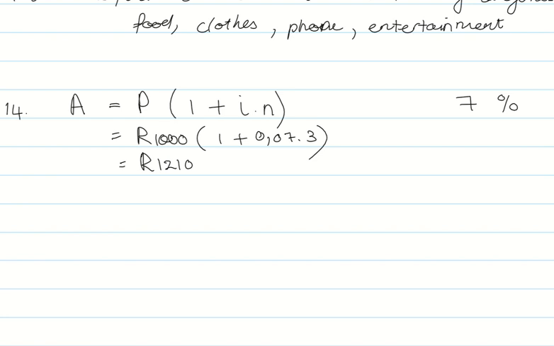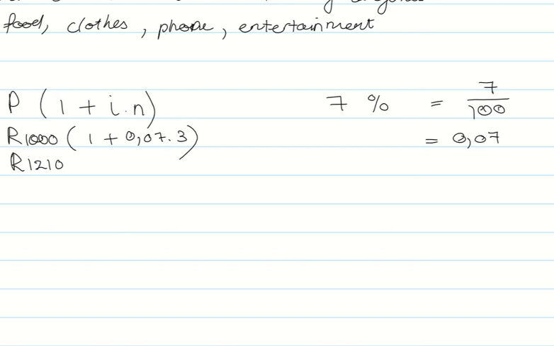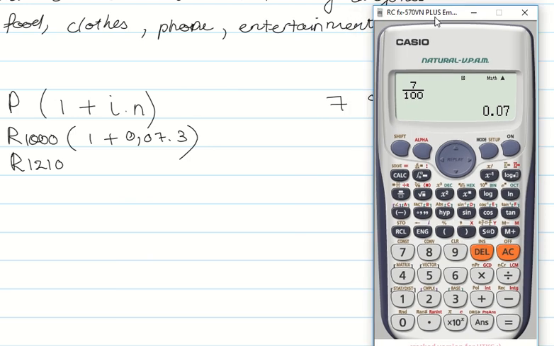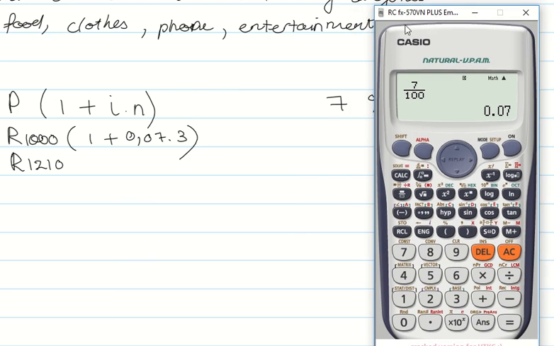So all I do here is substitute my values. They gave me 7% per annum. Now 7% I know is 7 over 100, and if I type 7 divided by 100 in my calculator, I get 0.07. You can check that. And then they gave me for how many years. N is the amount of years that I'm investing, so N is the 3 years.